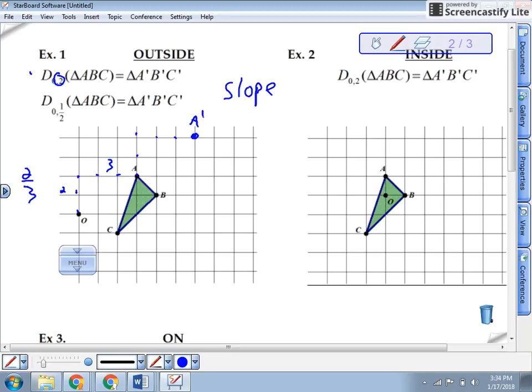Do the same thing for B and C. Count the slope. The slope is up 1 over 1, 2, 3, 4. So I need to do that again. Up 1 over 1, 2, 3, 4. There's my B prime. We'll do the same thing for C.